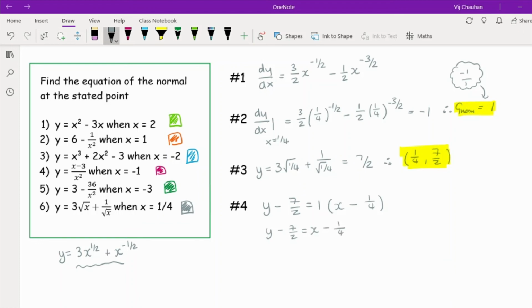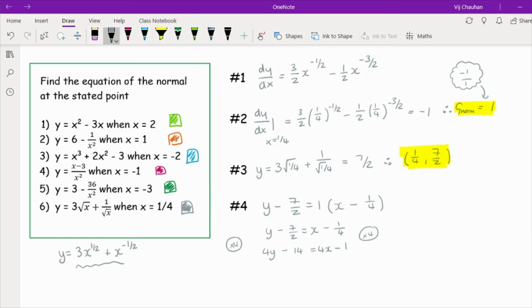Now at this stage, I could either work with fractions if that floats your boat, or I could try and eliminate the fractions by multiplying by a number. If I multiply everything by 2, I'm still going to end up with a fraction here, whereas if I multiply everything by 4, I'll end up with 4 times 7, which equals 28, divided by 2 gives me 14. So I multiply everything by 4. So this then becomes 4y minus 14, since 7 over 2 times 4 is 14. x times 4 is 4x, and a quarter times 4 is 1.